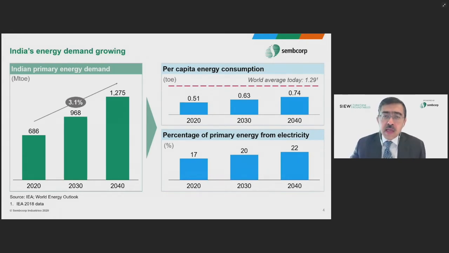So how does this link to the circular economy, and how can companies be part of the journey, and what are the opportunities, and what's missing? We can go to the next slide.